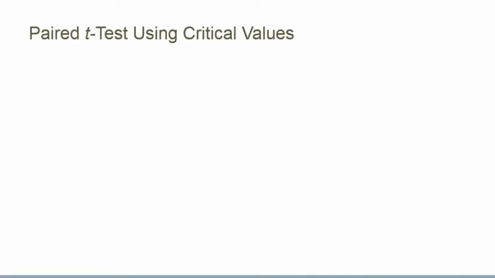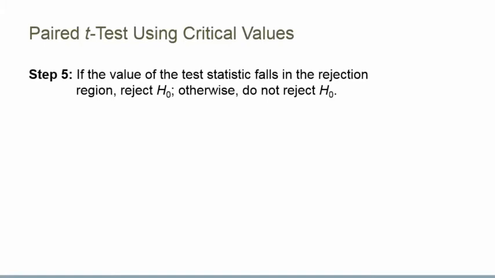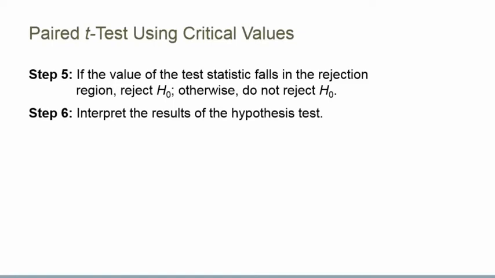Paired t-test using critical values. Step 5. If the value of the test statistic falls in the rejection region, reject H sub 0. Otherwise, do not reject H sub 0. Step 6. Interpret the results of the hypothesis test.